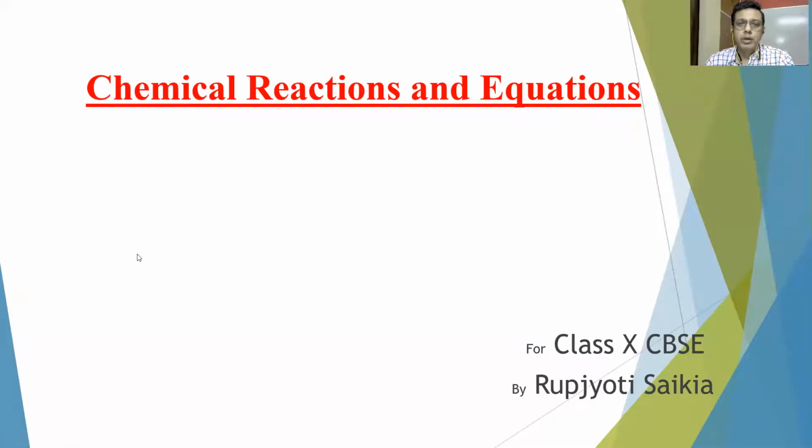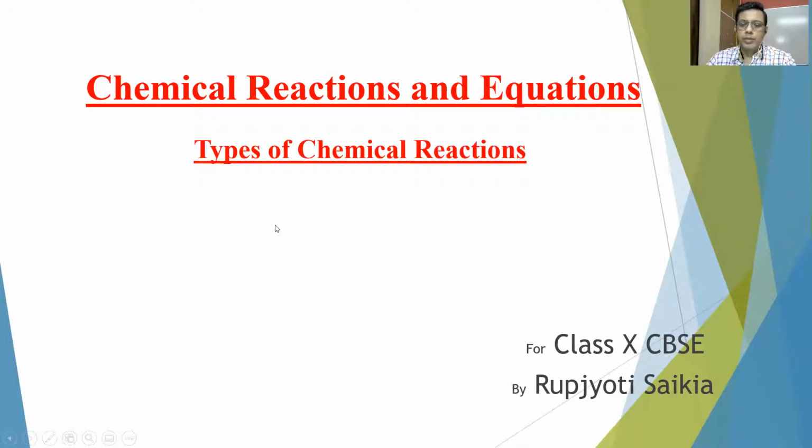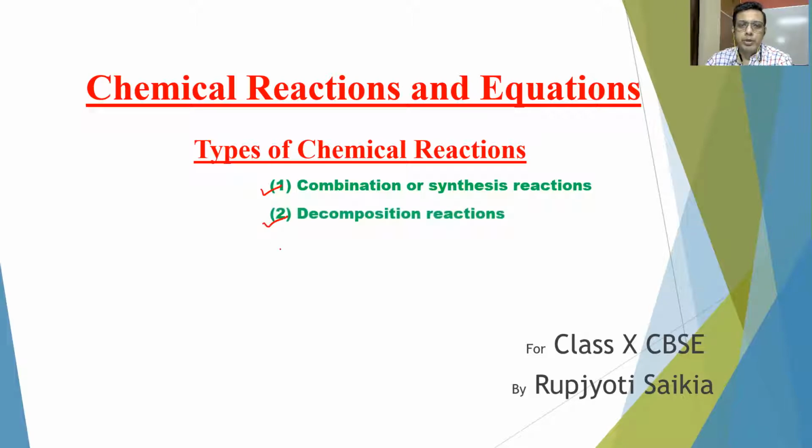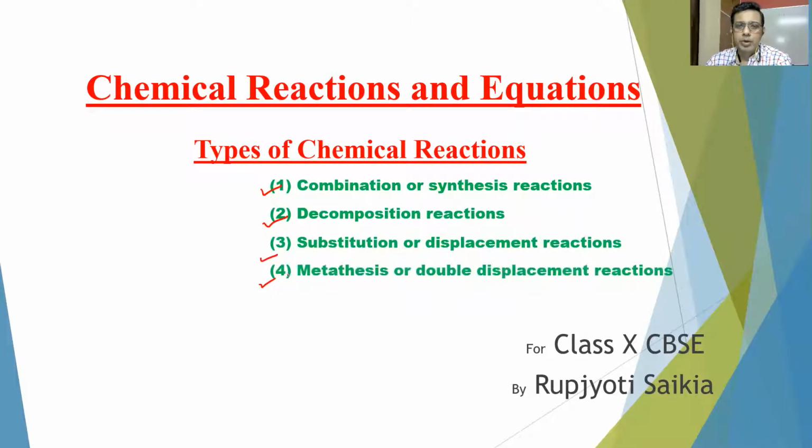Hello students, in today's class we'll discuss redox reactions, then corrosion and rancidity. In our previous lectures we have discussed the different types of chemical reactions given in your class 10 textbook: combination, decomposition, displacement and double displacement. In today's class we'll talk about redox, and then we'll talk about corrosion and rancidity and their prevention.